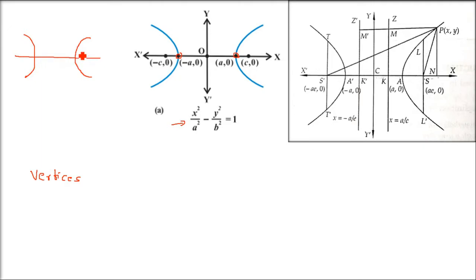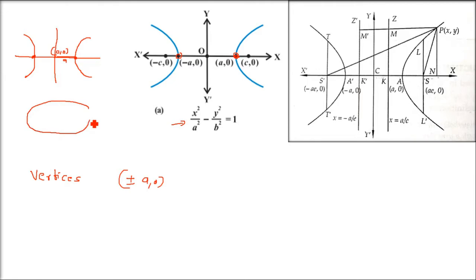So when we bind it with the coordinate axes, the x-axis and y-axis, the 2 points where this curve intersects the x-axis or the y-axis are called the vertices. So we have plus minus a comma 0. From here to here, it's 2a.